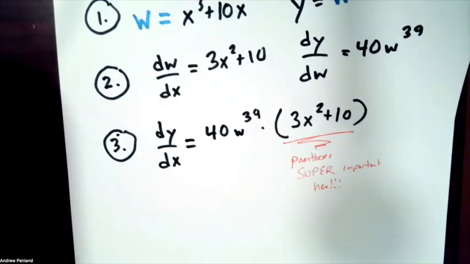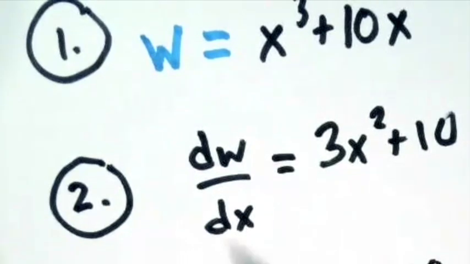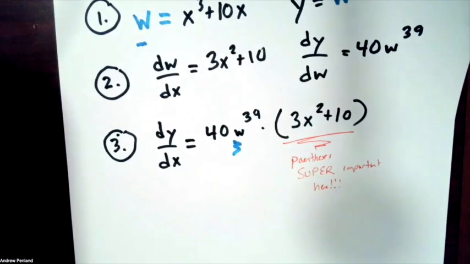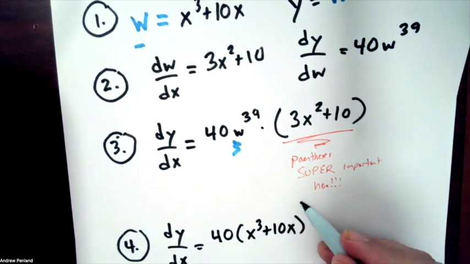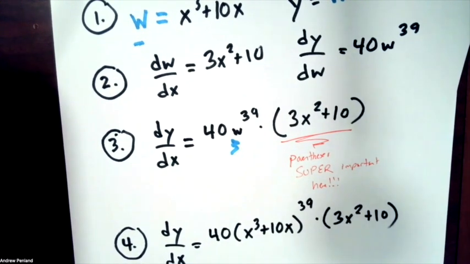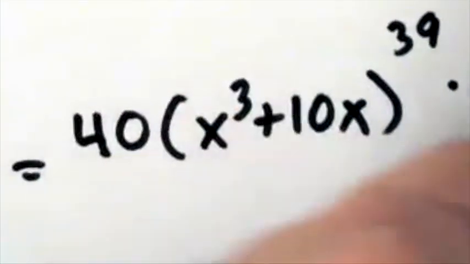Finally we plug in w, which was equal to quantity x cubed plus 10x, so that our final dy dx expression only has y and x terms. So our final answer would be dy dx is equal to 40 times quantity x cubed plus 10x, times 3x squared plus 10.